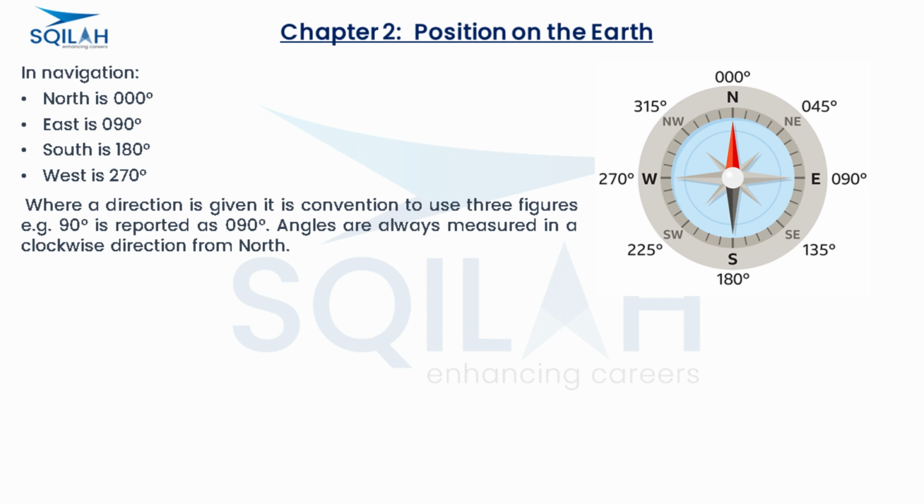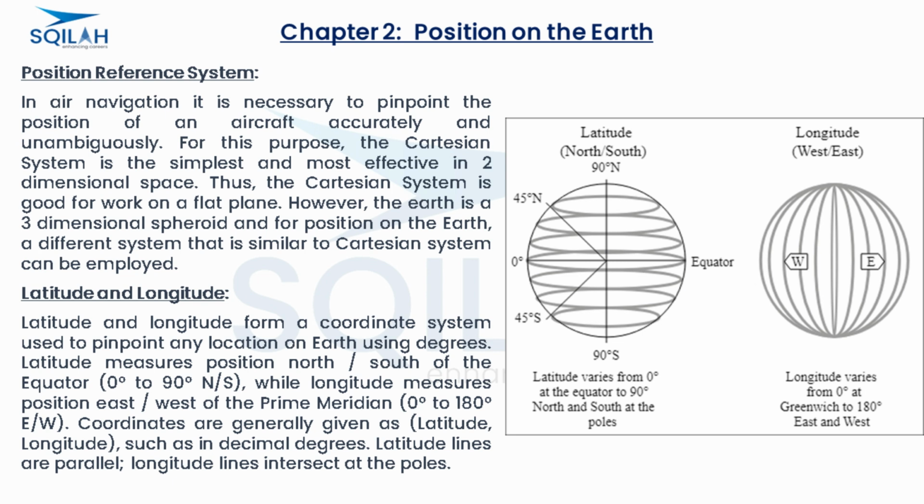Angles are always measured in a clockwise direction from north. Position reference system. In air navigation, it is necessary to pinpoint the position of an aircraft accurately and unambiguously. For this purpose, the Cartesian system is the simplest and most effective in two-dimensional space. Thus, the Cartesian system is good for work on a flat plane. However, the Earth is a three-dimensional spheroid, and for position on the Earth, a different system that is similar to the Cartesian system can be employed.